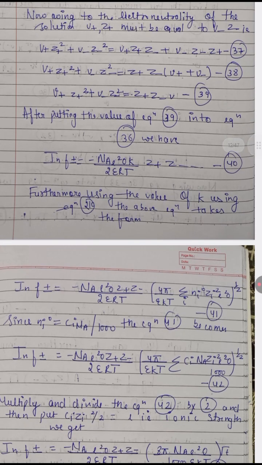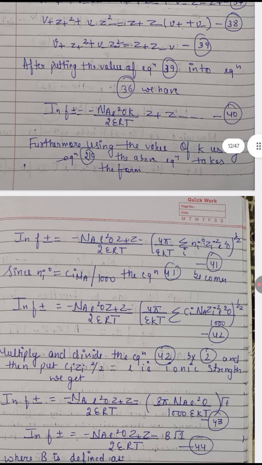Now using the electroneutrality of the solution, v plus z plus must be equal to v negative z negative, that is v plus into z plus square plus v minus into z minus square equals v plus into z plus into z negative plus v negative into z negative into z positive, which is equation 37. Next, v plus z plus square plus v negative z negative square equals z plus into z minus bracket start v plus v negative, which is equation 38.